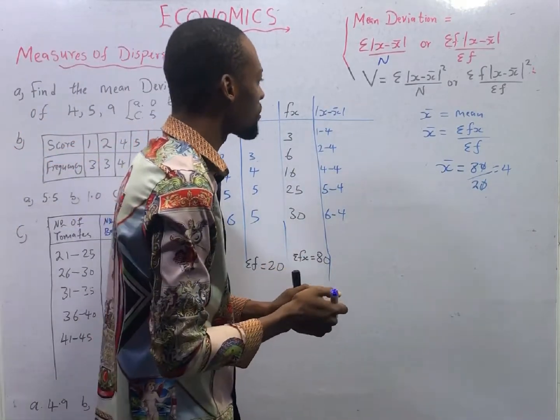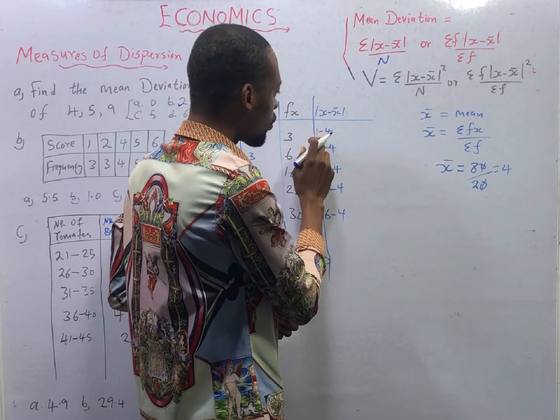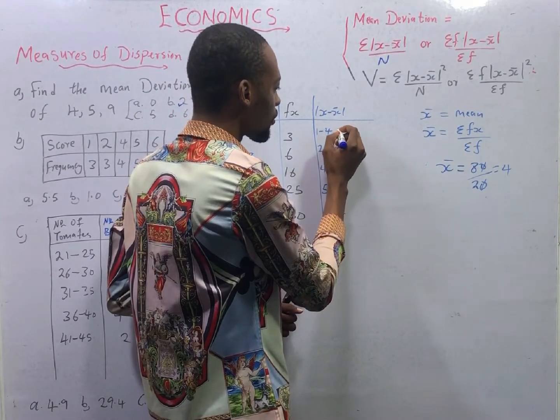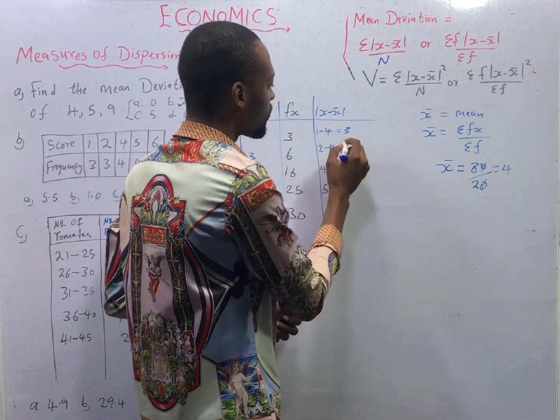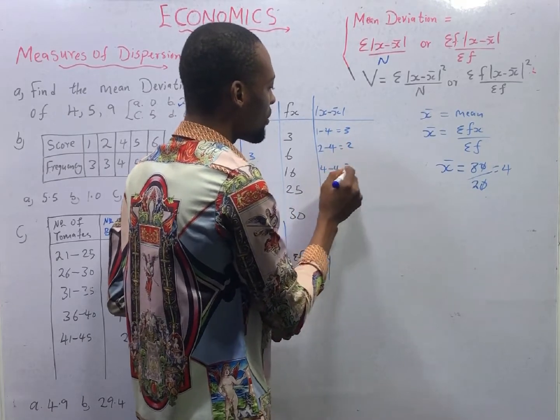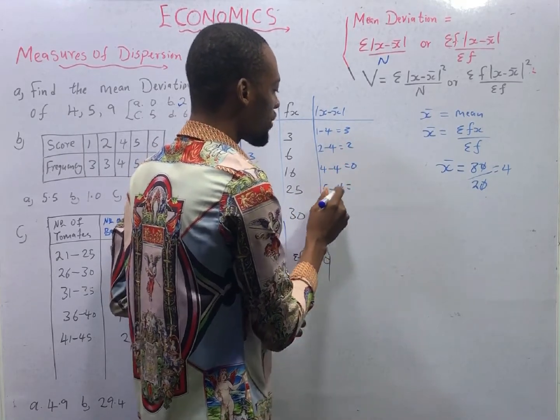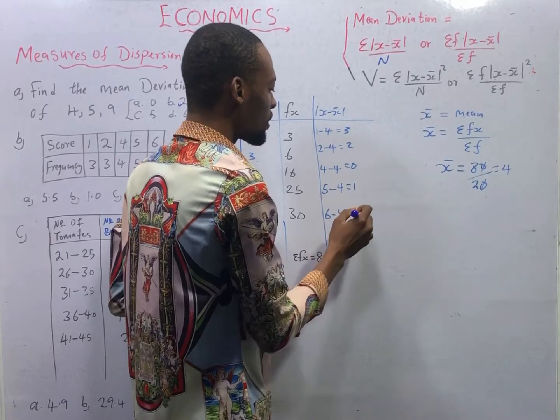So where does that leave us? 1 minus 4 is 3. 2 minus 4 is 2. 4 minus 4 is 0. 5 minus 4 is 1. 6 minus 4 is 2.